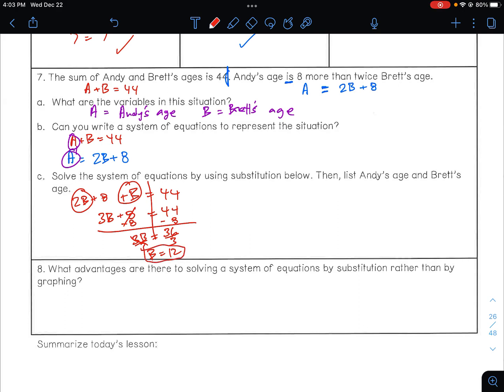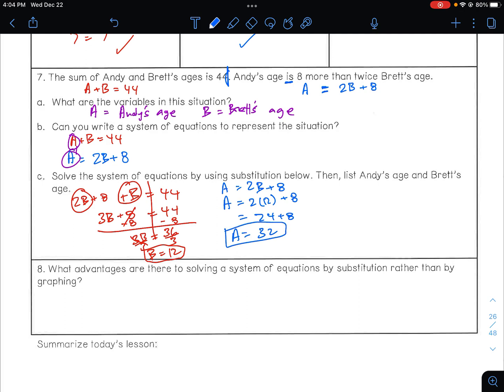Now I've got to find Andy's age. Stick this into one of the equations. Well, let's do this one. That one seems easier. I guess I could do the other one also, but let's just do the second one. So Andy's age is 2 times B plus 8. I don't know Andy's age, but Brett's age is 12. So 2 times 12 plus 8. That is 24 plus 8, which is 32. Andy's age is 32.